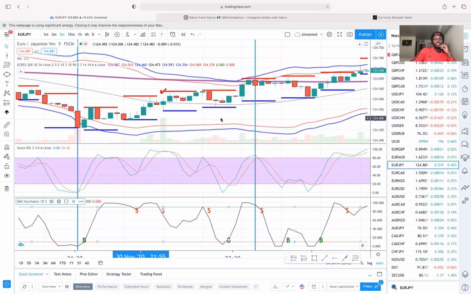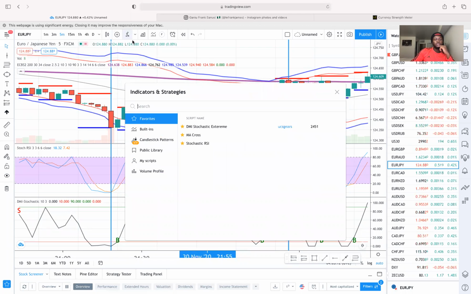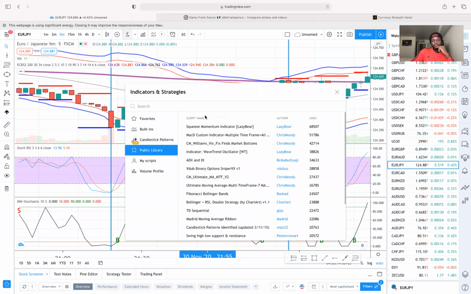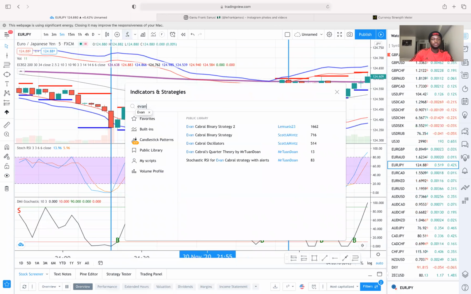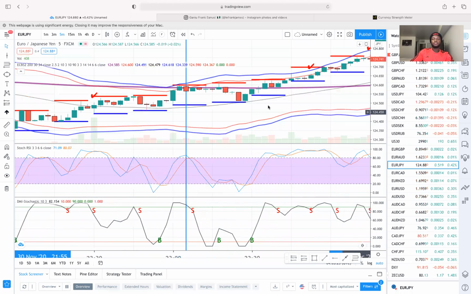All right. How did you add the bands on settings? I'm not too sure what you meant by the bands, Brittany. How did I get the blue and the red lines? The blue and the red lines on Evan should automatically appear when you apply the Evan Cobra strategy. When you come to FX or indicators, you come to public library, you type in Evan, EVAN. When you click on this, it's going to automatically apply the blue and the red line. Good question.